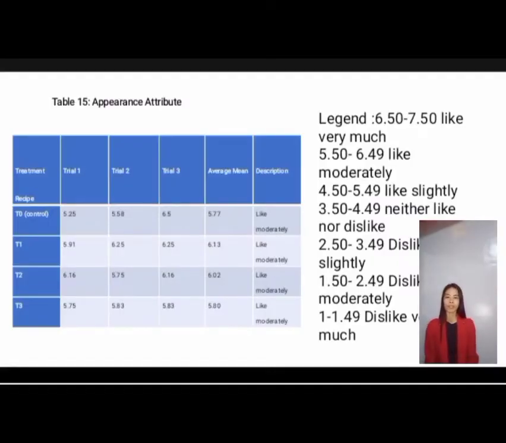Hi, this is Karen Digalmo. As you can see in Table 15, the appearance attribute, the acceptability of aloe vera brownies in terms of appearance, T0 control was 5.77 with a description of like moderately. T1 has 6.13 with a description of like moderately. T2 has 6.02 with a description of like moderately, and T3 has 5.80 with a description of like moderately.